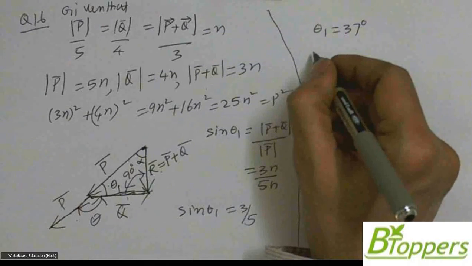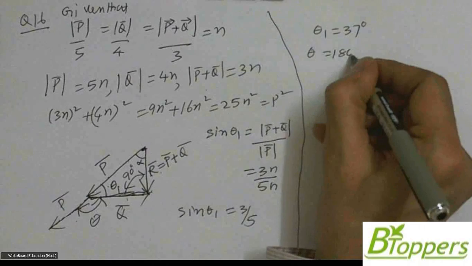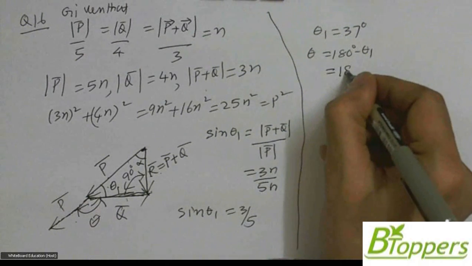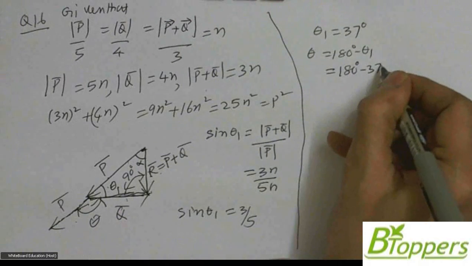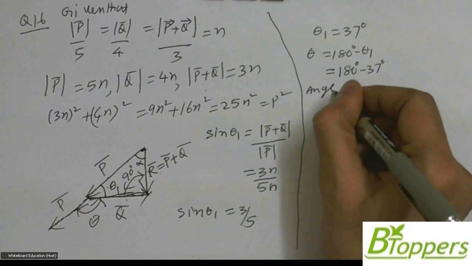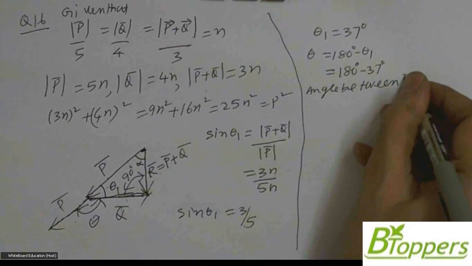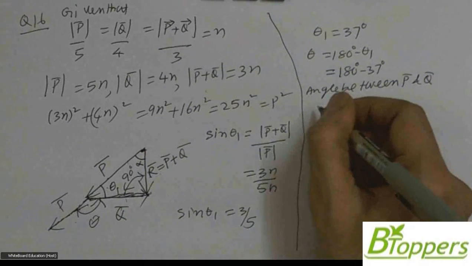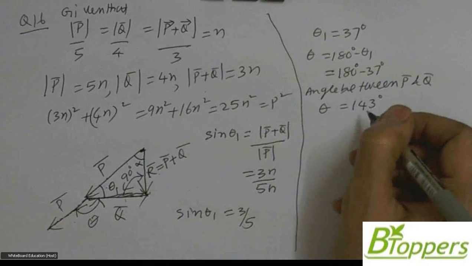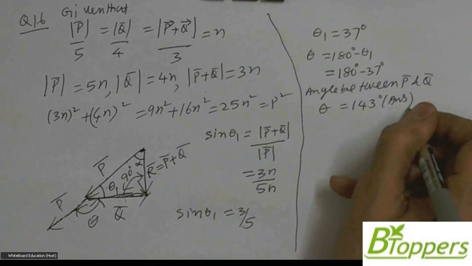So you can observe that the angle theta between p bar and q bar will be 180 degrees minus theta 1, or 180 degrees minus 37 degrees. That means the angle between p bar and q bar is equal to 143 degrees. So that is one of the answers.